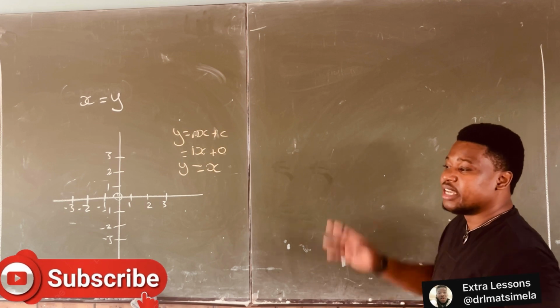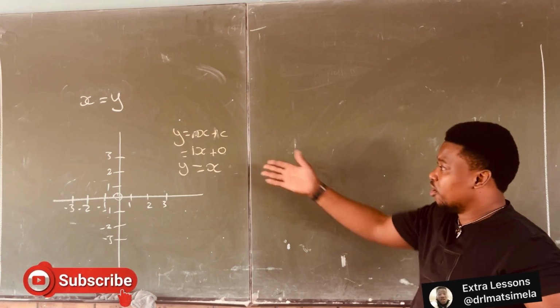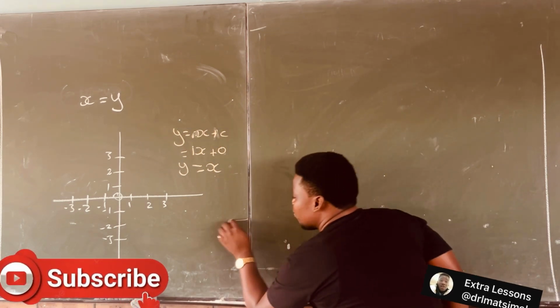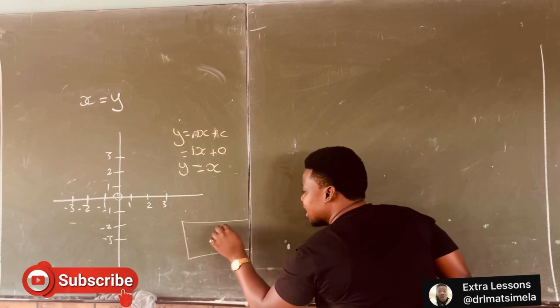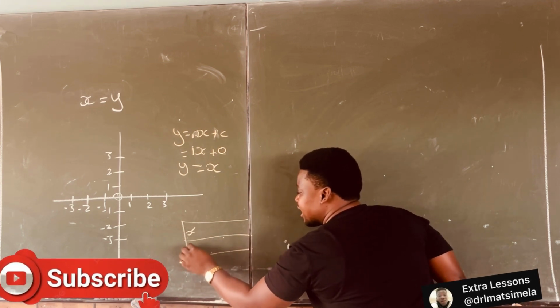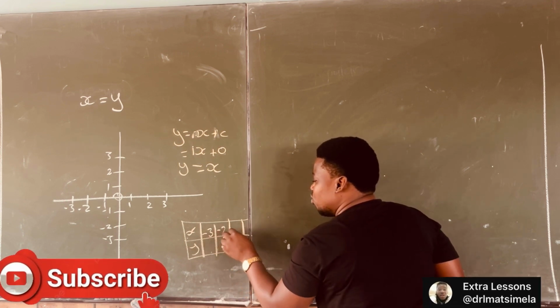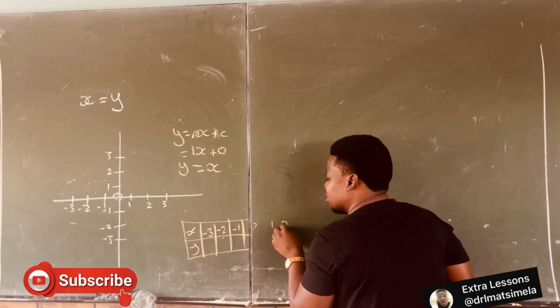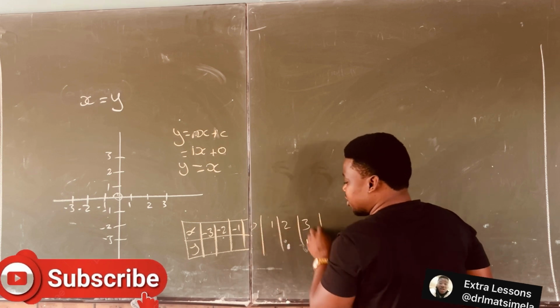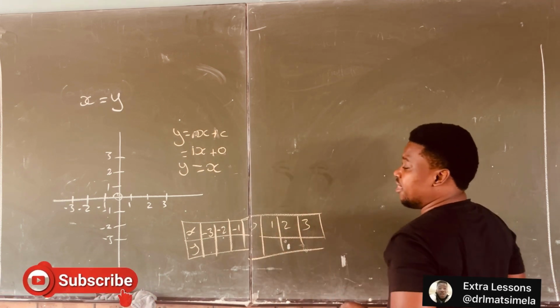So how are we doing it in terms of drawing this graph of the line? Then we started with what? The table. With what? The table, where we put the x and the y. Then we will put minus 3, minus 2, minus 1, 0, 1, 2, 3. You still remember those things? Yes. Good. And then we start.